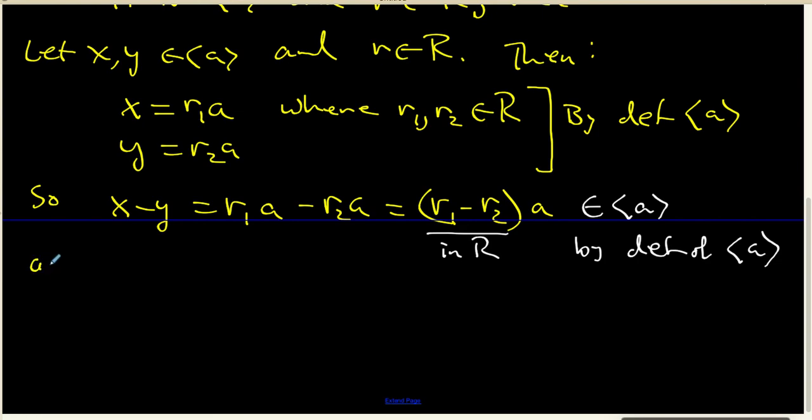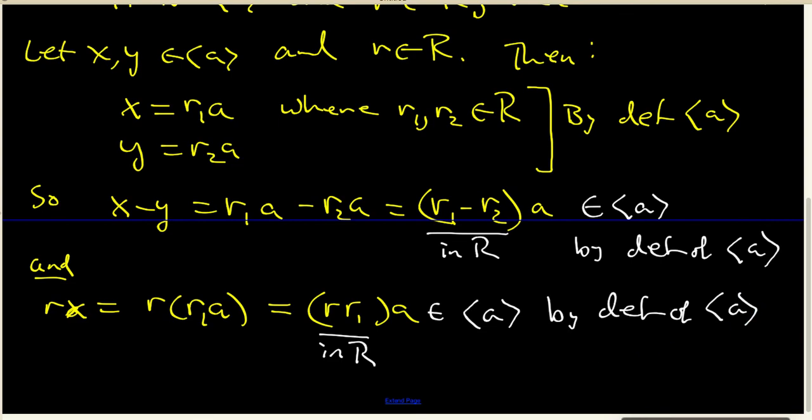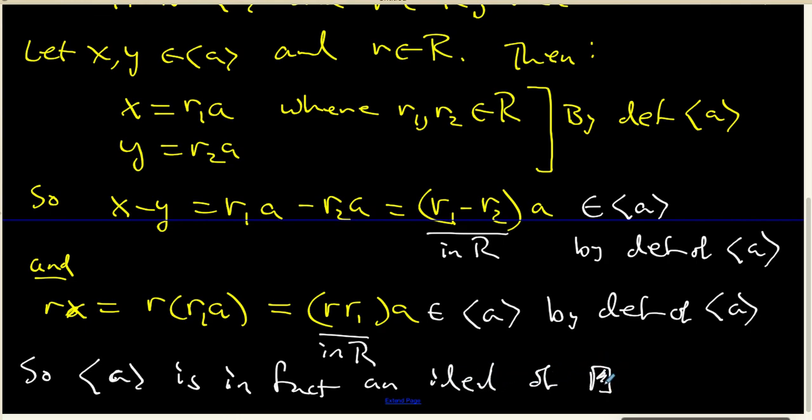Well, we also have this. If I look at R times X, that's going to be R times R1 times A, but I can reassociate this and rewrite it as (R times R1) times A, and this element here is inside R, and that puts this element inside the principal subset generated by A, again by the definition of principal subset generated by A. And these two properties that we've just shown say that this particular subset generated by A is in fact an ideal of our ring R.